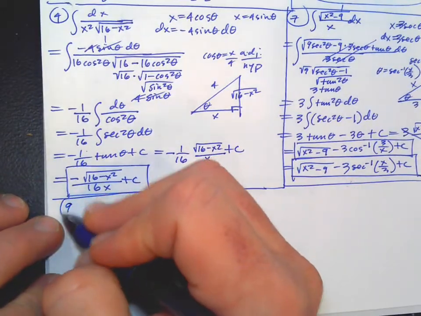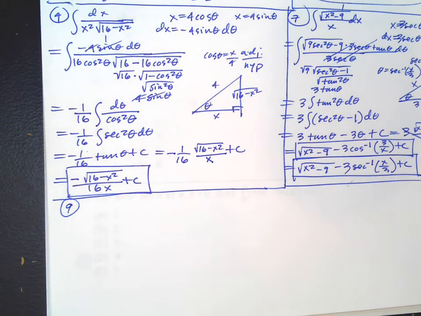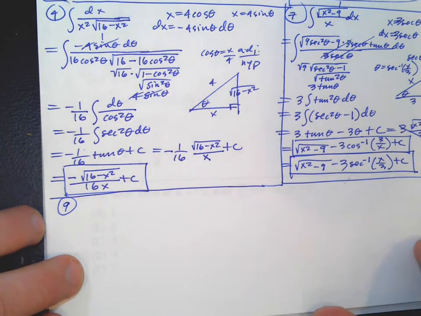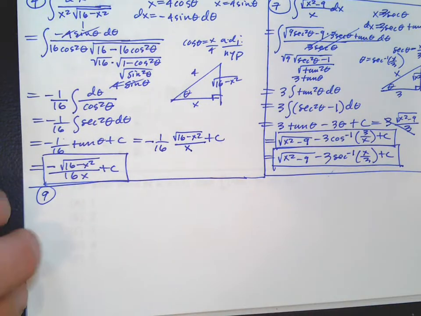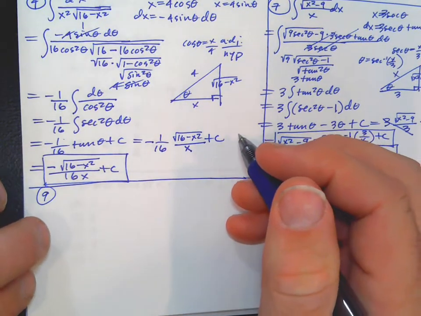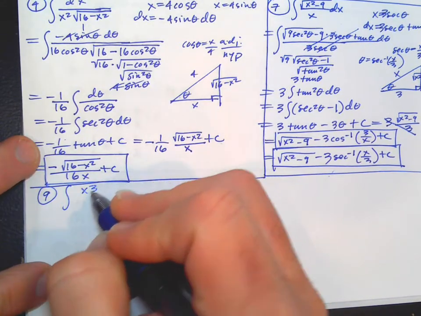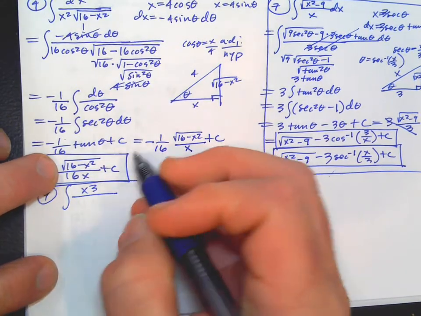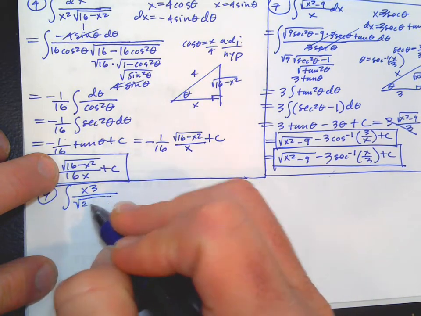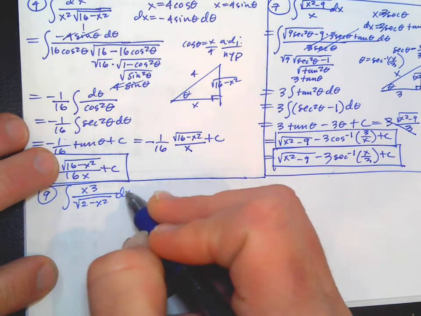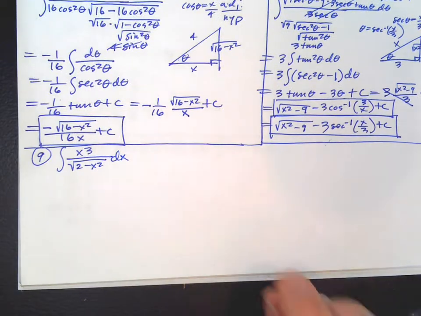Now, number 9, I'm going to do it 2 different ways. I'm going to do it the inverse trig way, but also number 9 is secretly a problem that we could do U substitution on. So it's not necessary to use this new method on it, but we'll try it both ways. So we'll start with the trig substitution approach.